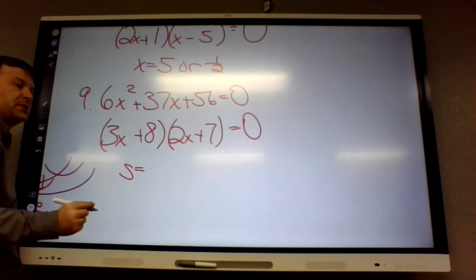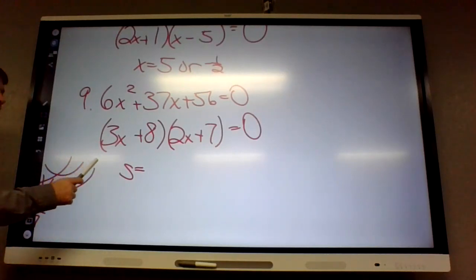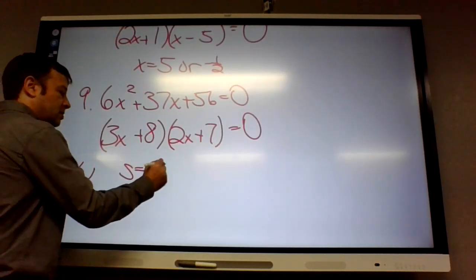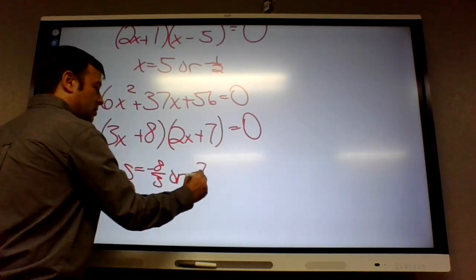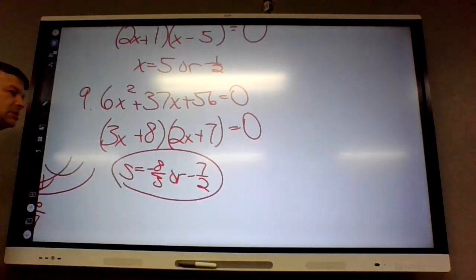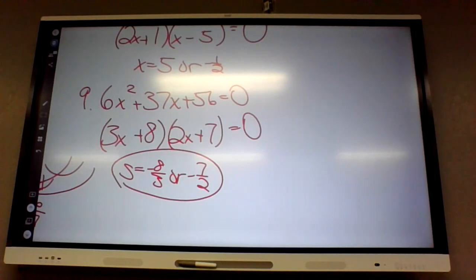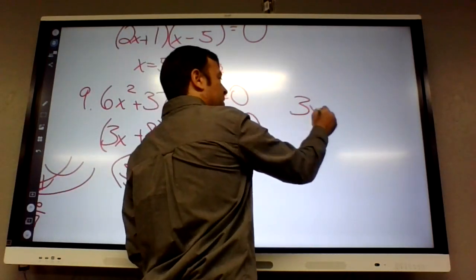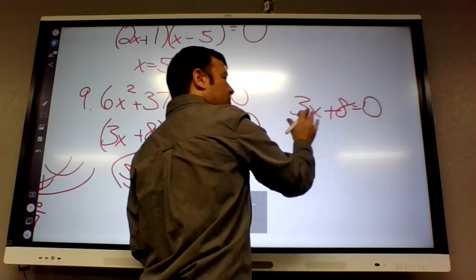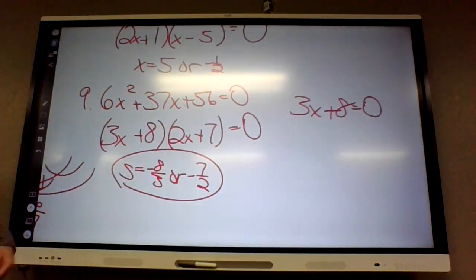So evidently these are S's, so I'm going to write S equals instead of x equals. Negative 8/3 or negative 7. Yes. So you do the opposite, so if it says plus, you do minus. And instead of just putting minus 8, it's minus 8 over 3. Instead of minus 7, it's minus 7 over 2. You guys get the pattern? Again, if you forget the pattern, you can always say, what makes 3x plus 8 equal 0, and solve that for x.